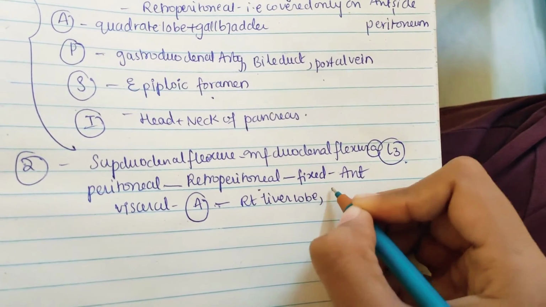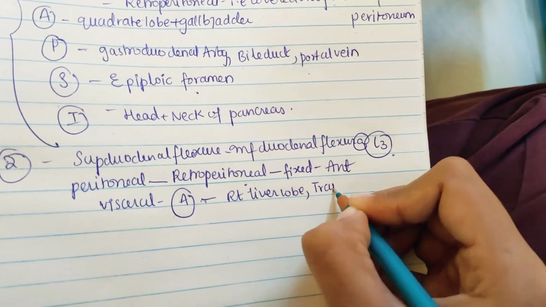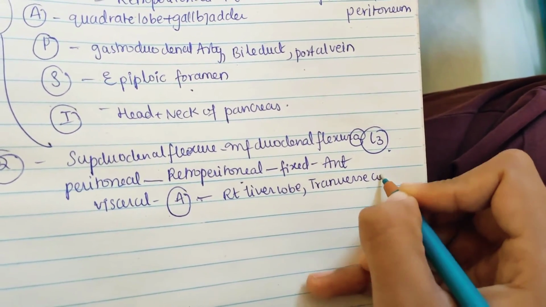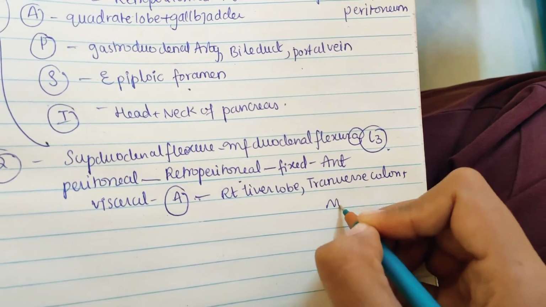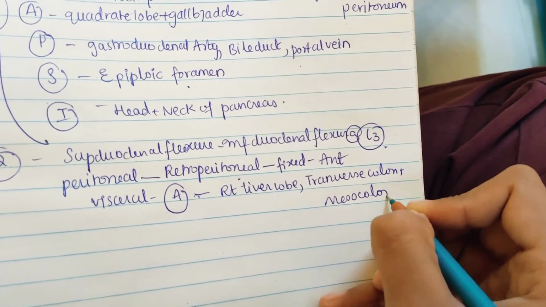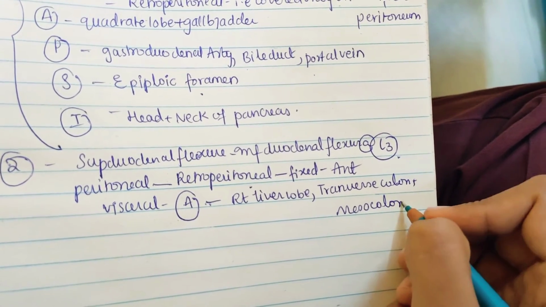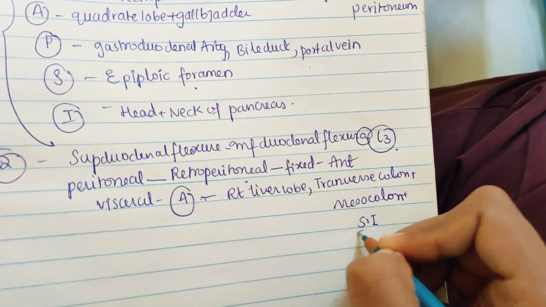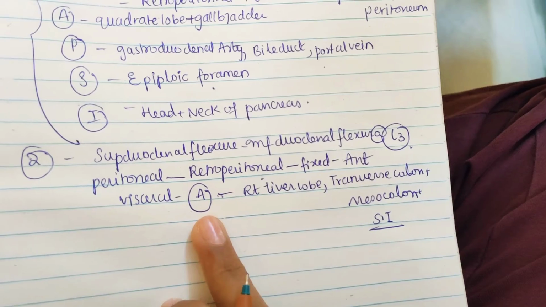Okay, and transverse colon plus mesocolon. So what is mesocolon? Along with peritoneum it is called mesocolon. Okay, transverse colon and mesocolon, and also you have small intestine. So this is about anterior relations.